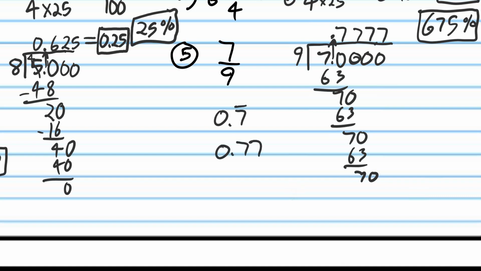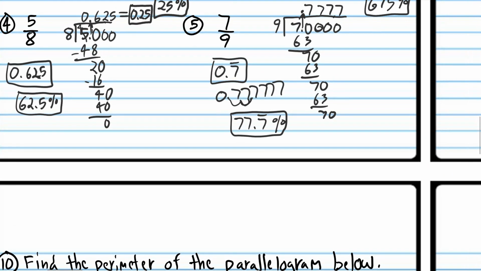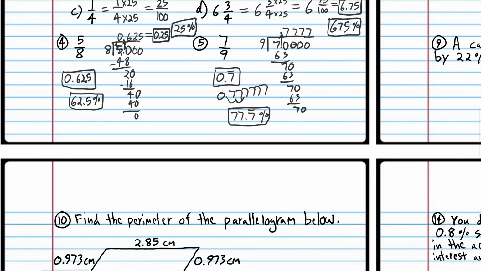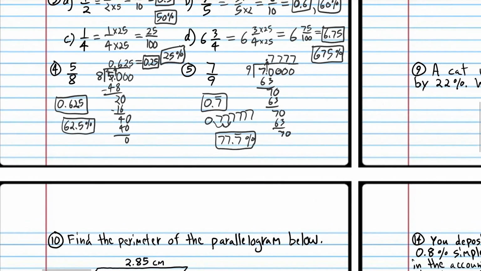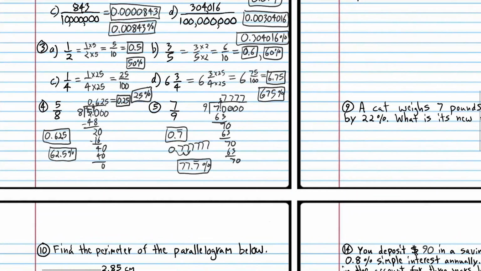So 0.77777777, and then when you move the decimal 2 places, it becomes 77.7 bar percent. Just make sure you don't put the bar over the whole number part. It only goes over the part to the right of the decimal, because it's impossible for a whole number to go on forever unless it's going to become infinity. But to the right of the decimal, it actually would not be infinity, if you can believe that. You'll learn about that in upper mathematics. So if you got those answers, good job.